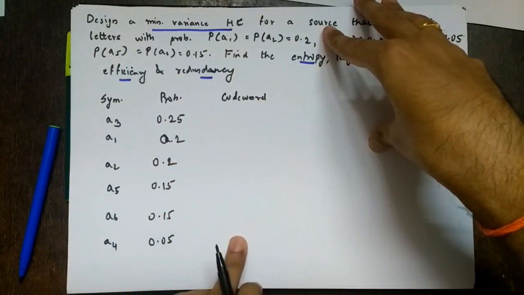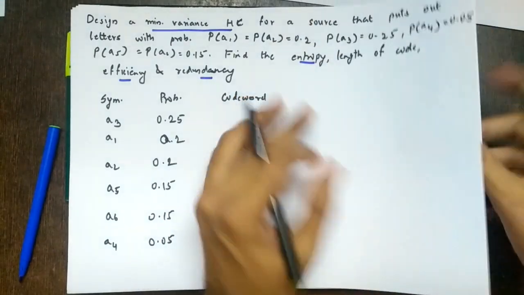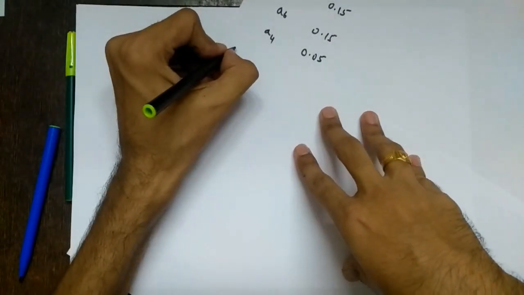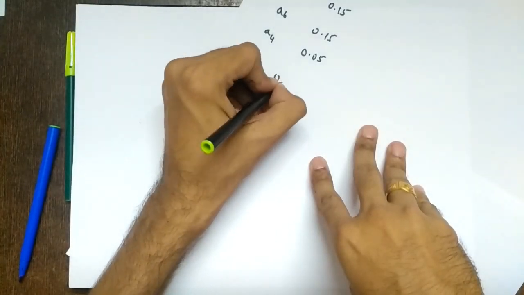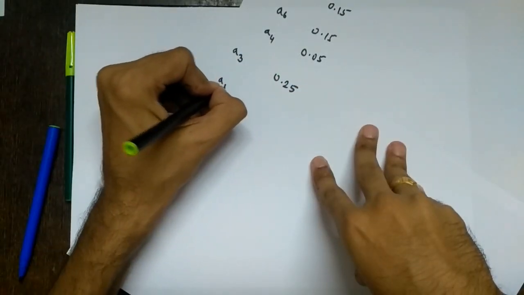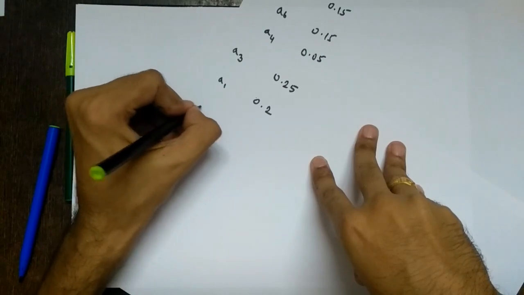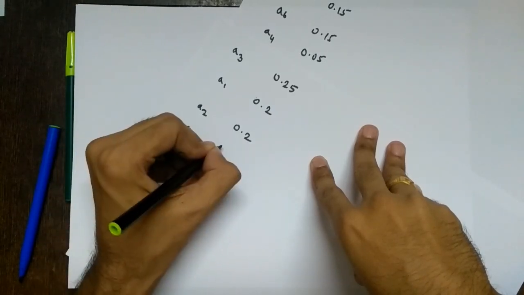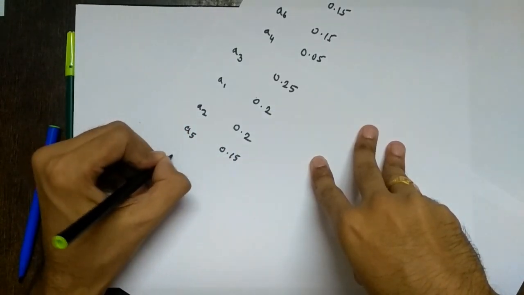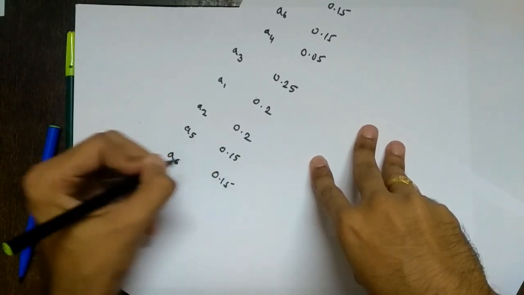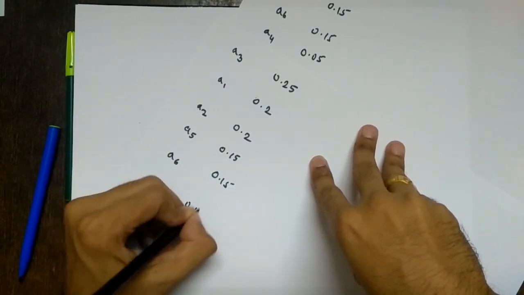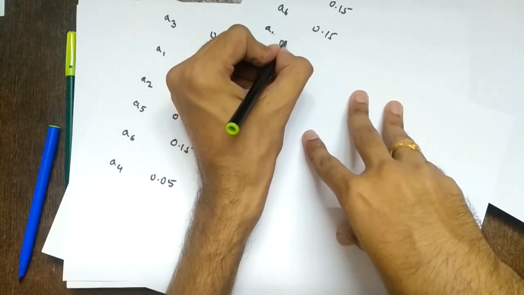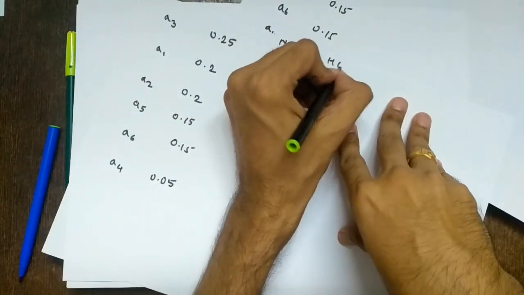So next what we have to write? We have to write the code words here. For that we construct a Huffman tree. So let's again note down the probabilities with the corresponding symbols. A3 is 0.25. A1 is 0.2. A2 is 0.2 again. A5 is 0.15. A6 is 0.15. A4 is 0.05. So again, I am stressing on the fact that I am solving using normal Huffman code. So I will mention it here, it's better. Normal Huffman code.